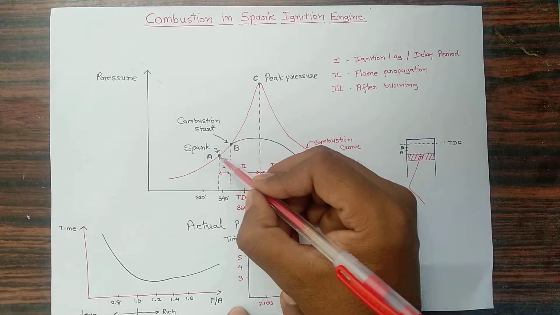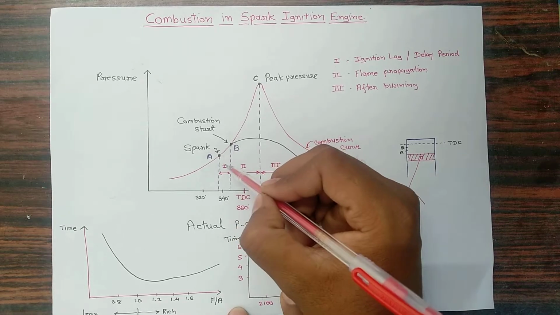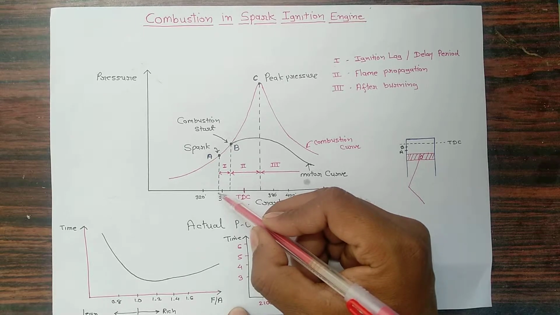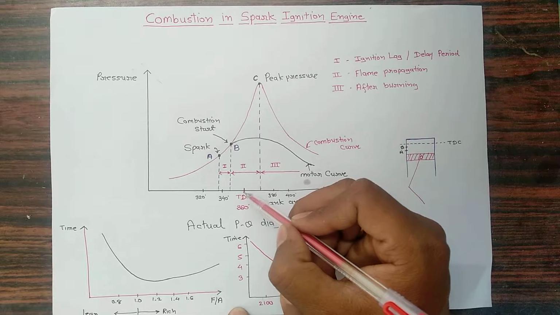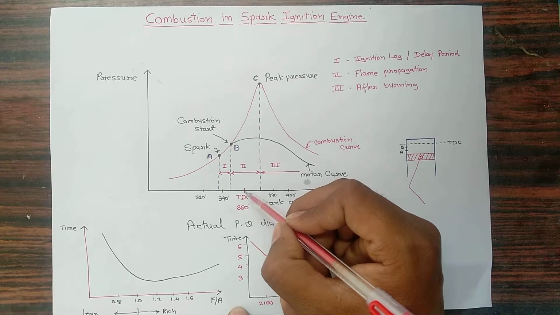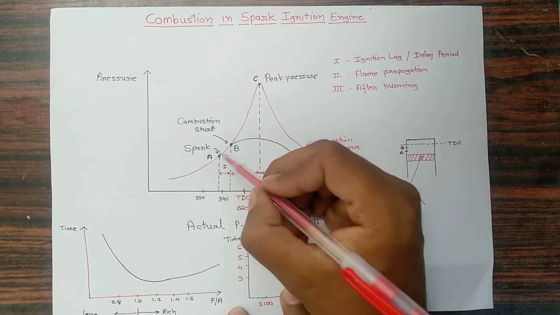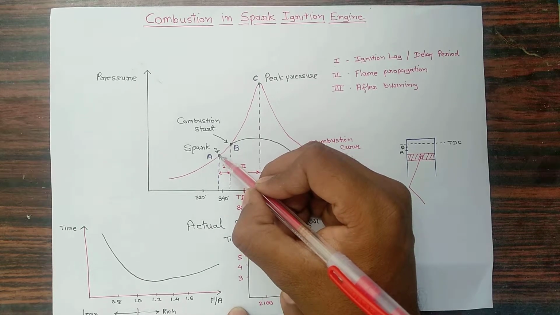This starts from point A, when there is a spark. The spark occurs a little bit earlier than the top dead center. In the theoretical cycle, we assumed that the spark occurs exactly at the top dead center, but in actual operation the spark occurs some degrees before the top dead center. So at point A there will be a spark, right? Phase 1 is also called the ignition lag or the delay period.